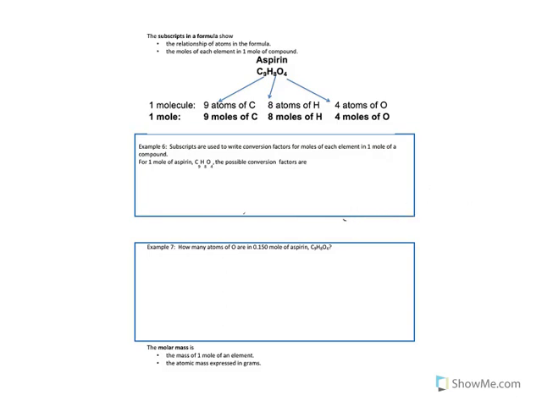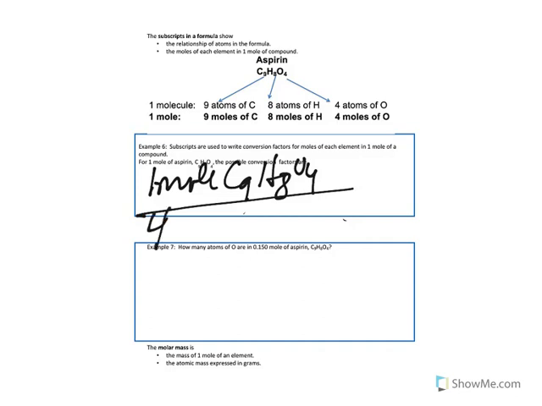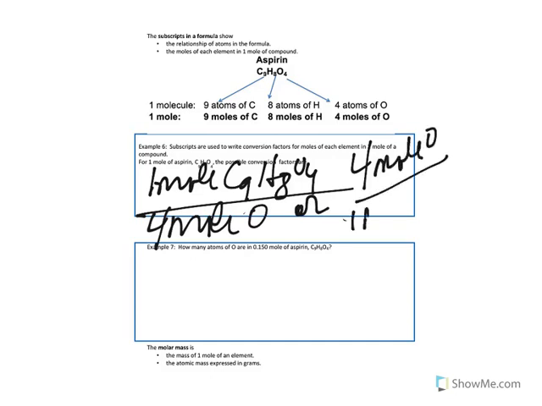Okay, let's try it for oxygen. 1 mole of aspirin, C9H8O4, has 4 moles of oxygen. Or for every 4 moles of oxygen, you have 1 mole of C9H8O4. Okay, well, let's put that to use.